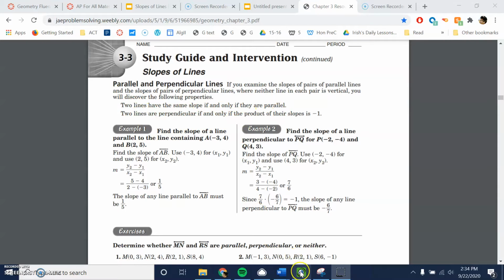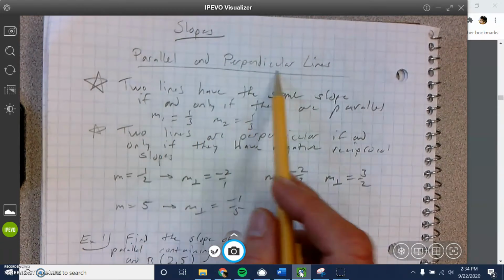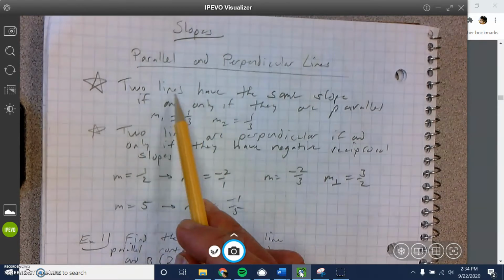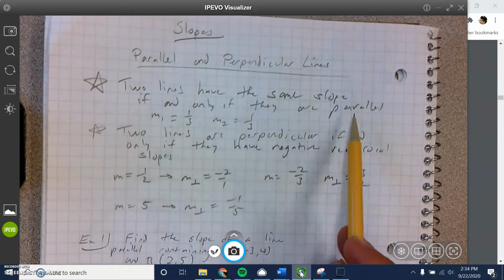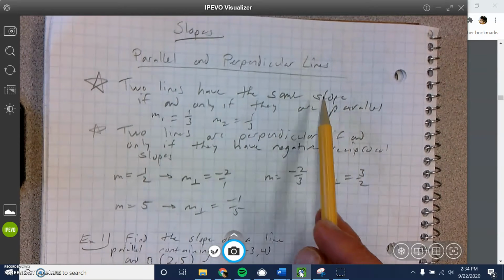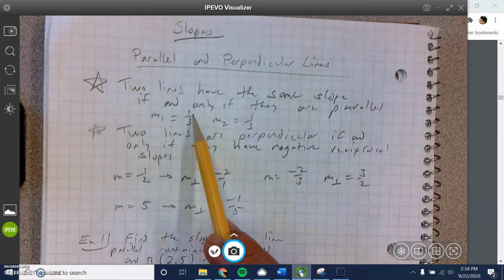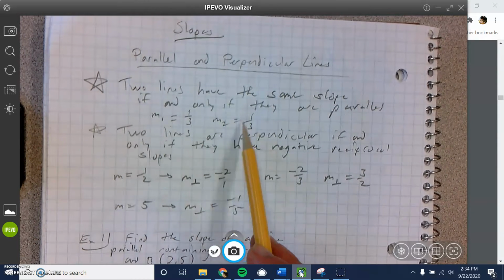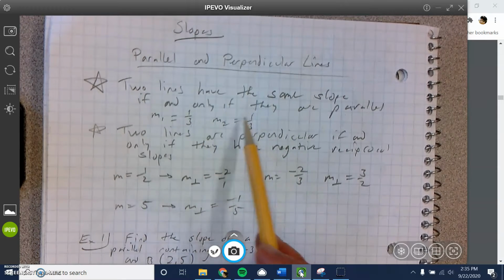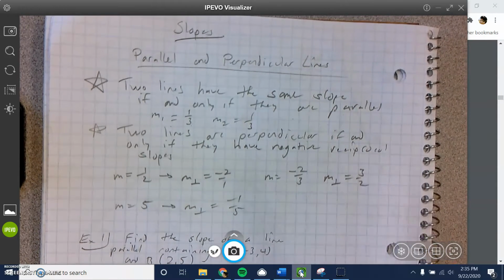And I wrote them down right here in my notes. So copy this down. Here's your title, Parallel and Perpendicular Lines of Slopes. So two lines have the same slope if and only if they are parallel. So parallel lines have the same slope. So if one slope is a third, up 1, right 3, the other slope, m stands for slope, remember, equals 1/3. So the slopes are the same. One slope is 2. The other slope is 2. If one slope is -1/2, the other slope is -1/2, etc.